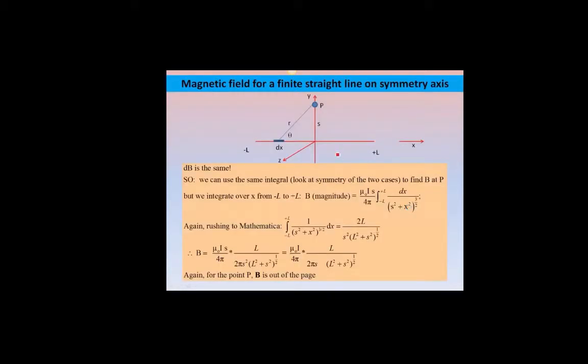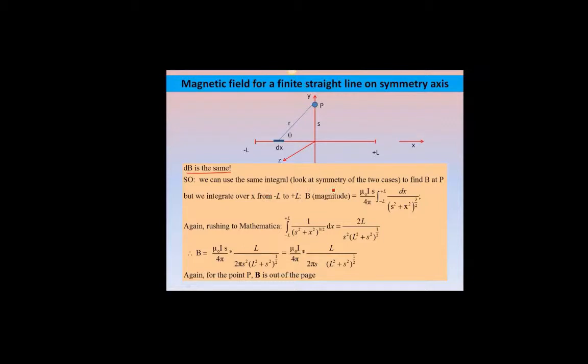What happens if we take a finite wire? So here we're going to go from minus L to plus L, so we're not taking an infinite wire. We've got the same point, a distance s from the wire, but we have a finite length. It turns out, if you look at it here, that the dB is the same. Here's your dx right here, and the r and the theta and s and so on are all the same. We can use the same integral.